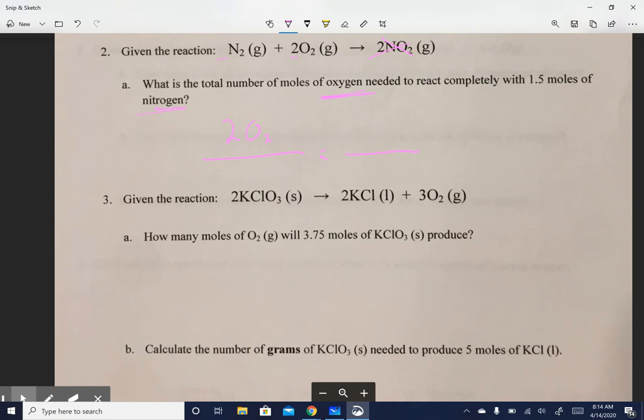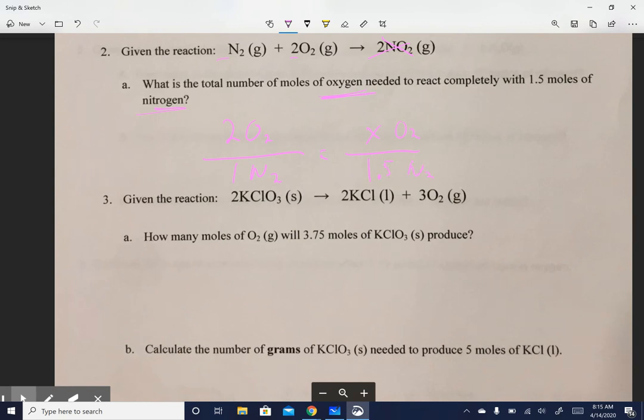Back up. What is the total number of moles of oxygen needed to react completely with 1.5 moles of the nitrogen? All right, so what I want to do is use my mole ratio in the equation. It's 2 to 1. So 2 to 1 is how many moles? What is the total number of moles? X moles of O2 to 1.5 moles of N2.